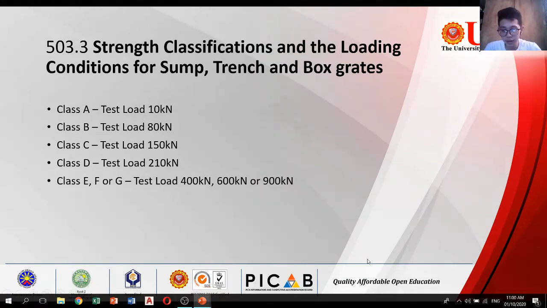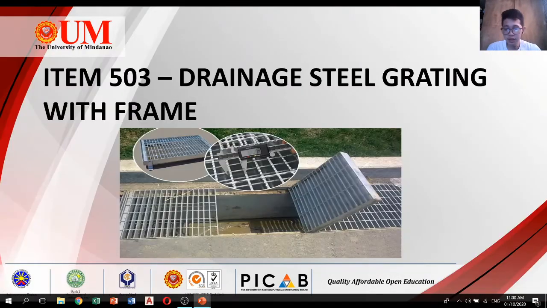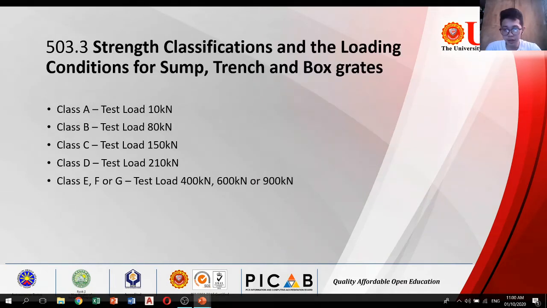So for Class E, F or G, test load 400 kN, 600 kN or 900 kN, for locations subject to vehicles such as large forklifts, earth moving or container handling equipment and aircraft. Typical locations include wharves, container storage areas, heavy industry or construction sites, and domestic or international airports.